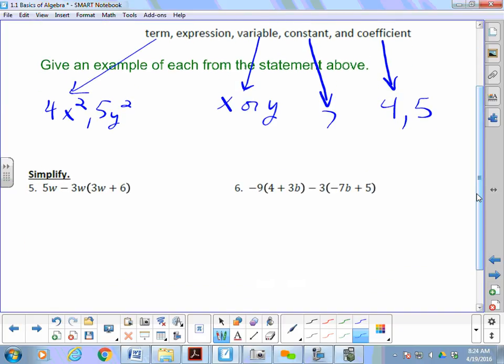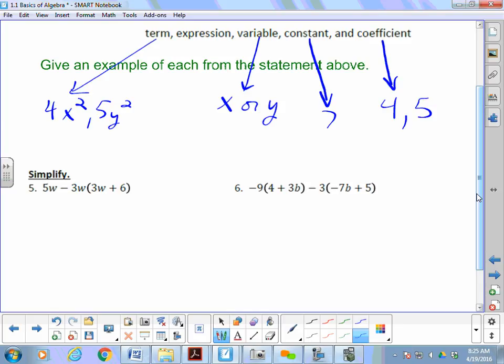Okay, simplifying expressions. So PEMDAS comes into play here. So we have 5w minus 3w times the quantity 3w plus 6. So we start with our parentheses. Okay, 3w plus 6 is 9w, right? Okay, they're not like terms. Can't put them together. Good.